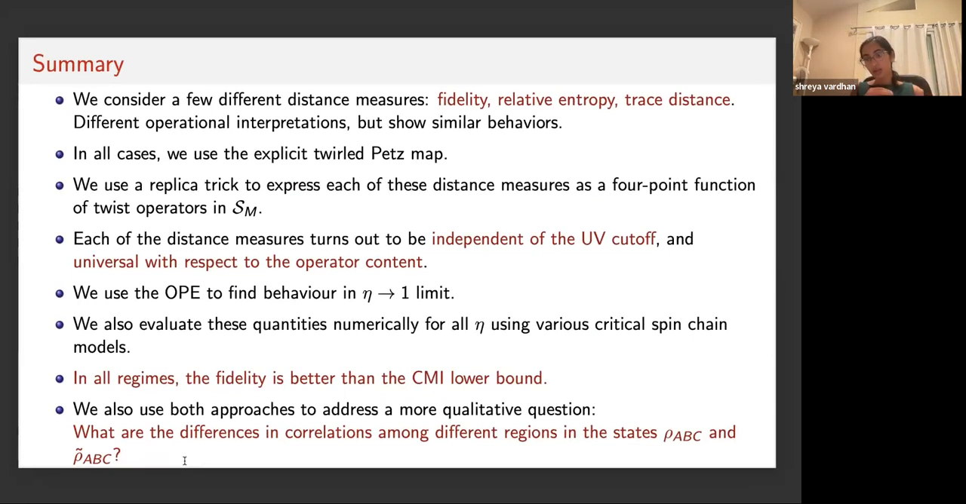So for instance, does rho tilde correctly capture, or to what extent does rho tilde have the same correlations as rho between A and C or between A and B? So that'll be the final part of the talk.